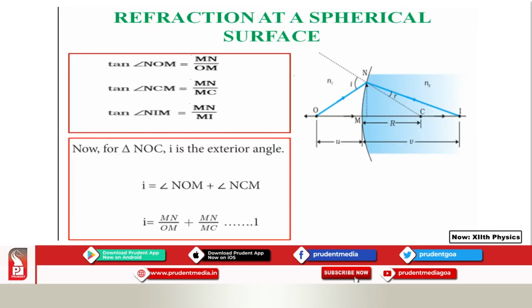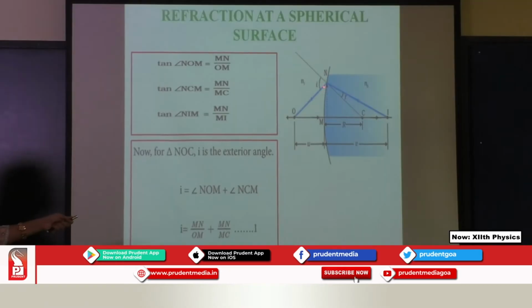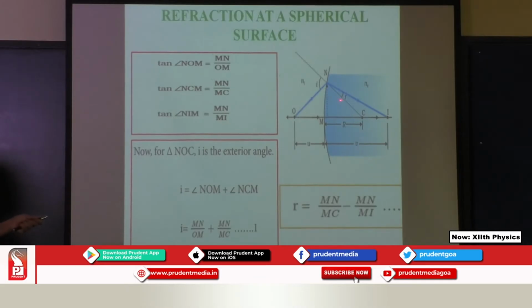Now, for the triangle NOC, you can see i is an exterior angle. This i becomes an exterior angle, and we know with our previous knowledge that this angle is the sum of NOM and NCM, correct? And we have already got what NOM and NCM are from the previous step. So, just substitute, you will get equation number 1. So, here I have got the angle of incidence. Now, let us get the angle of refraction. Now, concentrate on this triangle NIC.